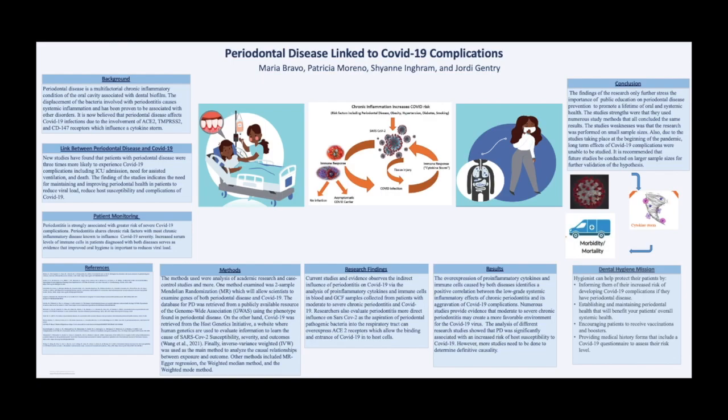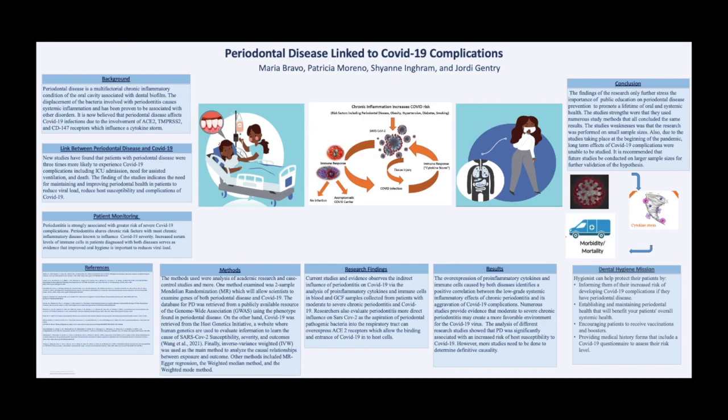The methods used for the purpose of this research study were analysis of academic research and case control studies and more. One method examined was a 2-sample Mendelian randomization, which allows scientists to examine genes of both periodontal disease and COVID-19. The database collected for periodontal disease was retrieved from a publicly available resource of the Genome-Wide Association using the phenotype found in periodontal disease.